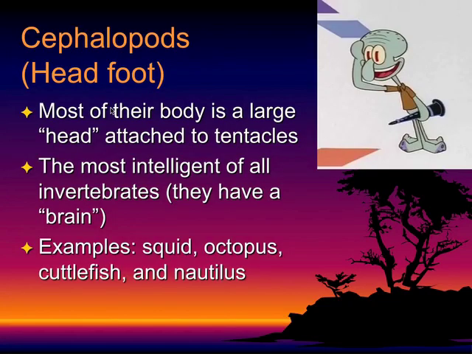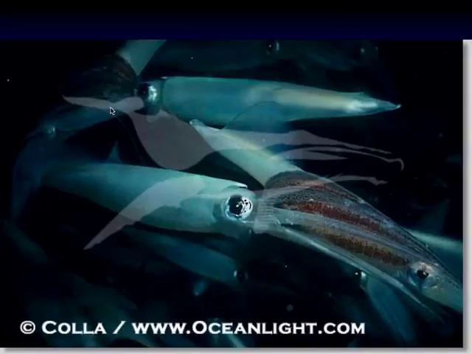Cephalopods come next. Cephal refers to head, and pod means foot. So here we have Squidward, as funny as it is, but he is definitely a cephalopod. They are the most intelligent of the invertebrates. They do have a brain. So most of the body is a large head attached to tentacles, and these examples are going to be squid, octopi, cuttlefish, and nautilus. So this is a good picture of squid, so we definitely see that they have the big head and then the tentacles attached to there.